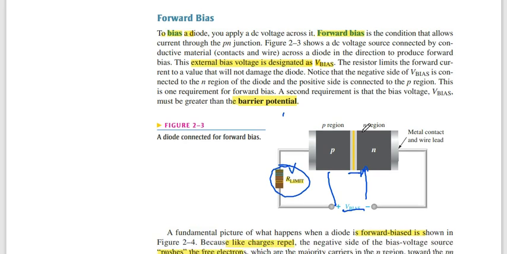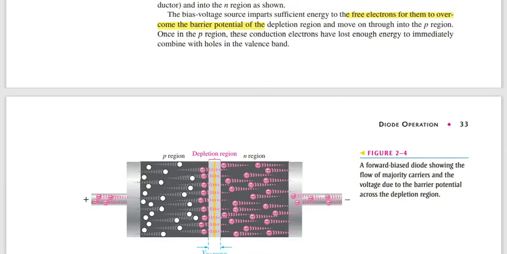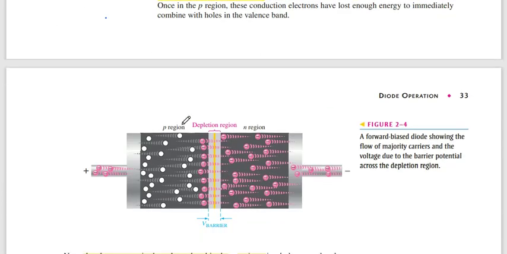Next, the P region is full of holes and the N region is full of electrons. So in the P region the majority charge carriers are holes, and in the N region the majority charge carriers are electrons. In forward bias, what happens?